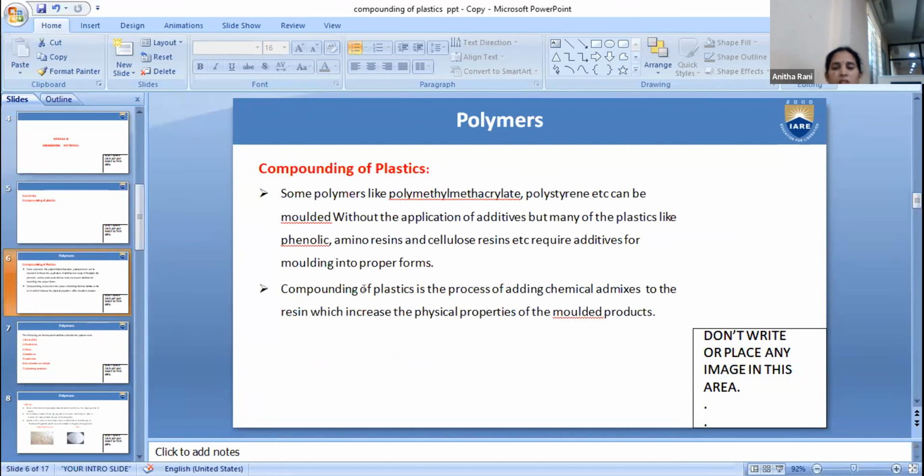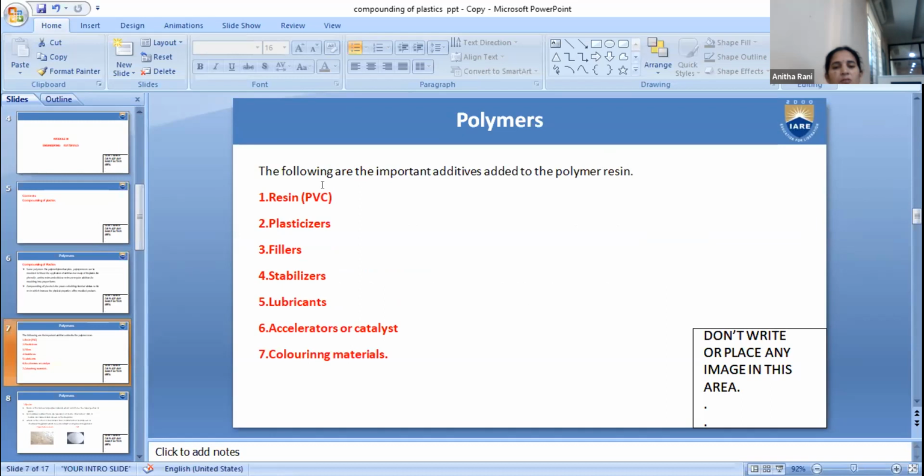Now students, tell me what is compounding of plastics. First, what will you take? Resin, PVC. You will take resin, the polymer. After preparing by the polymerization process, you will get polymers like polyethylene, polyvinyl chloride, Teflon, bakelite. First you will take the resin.